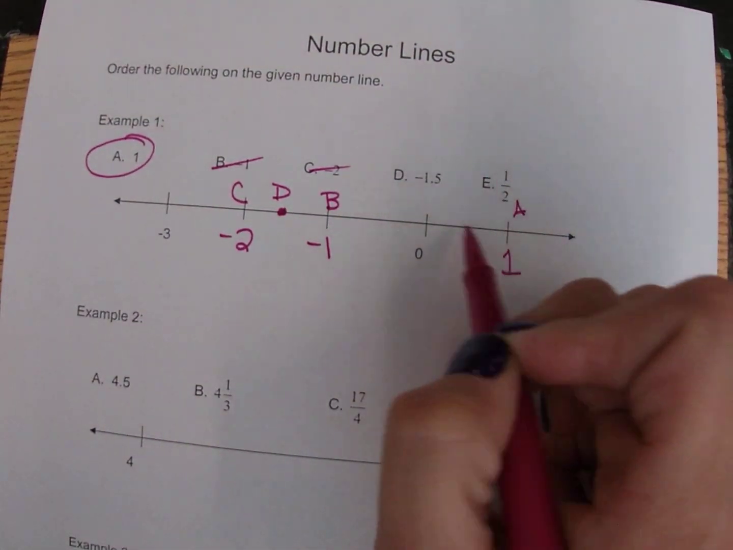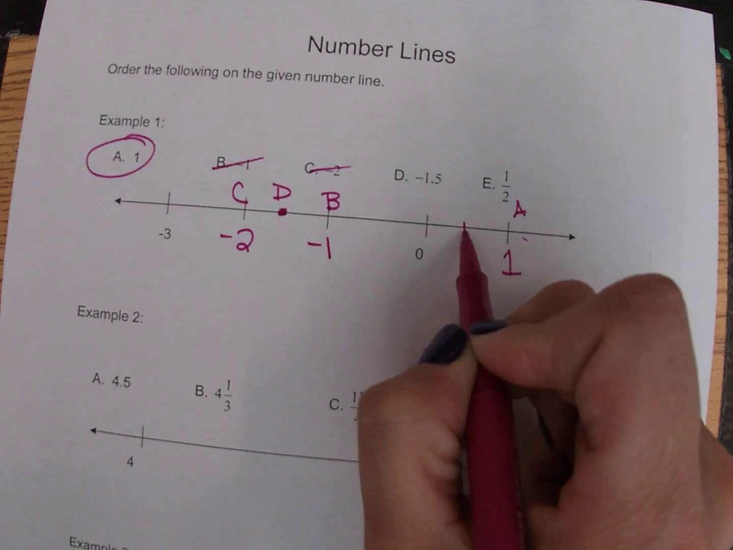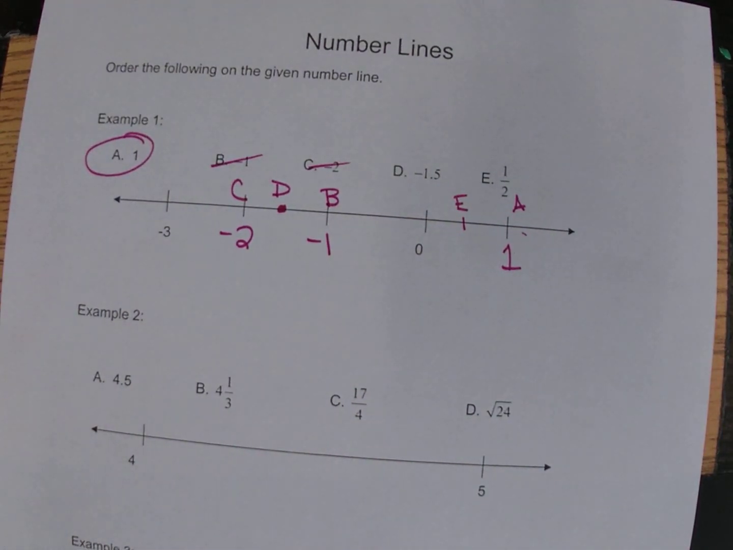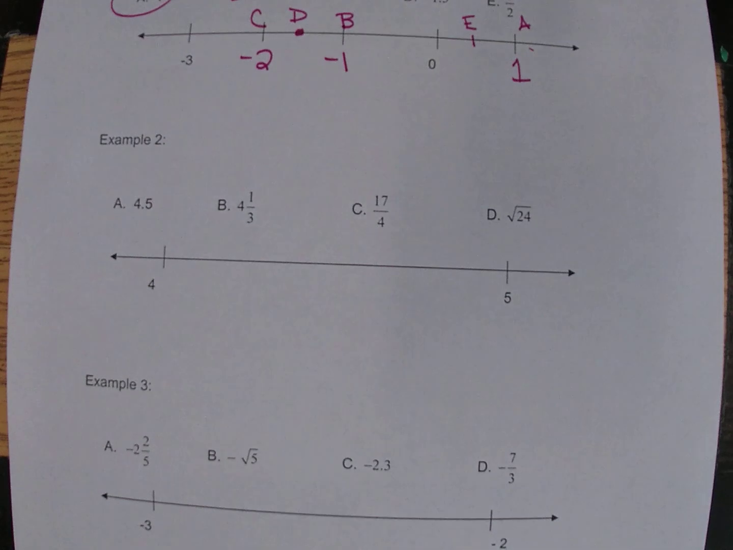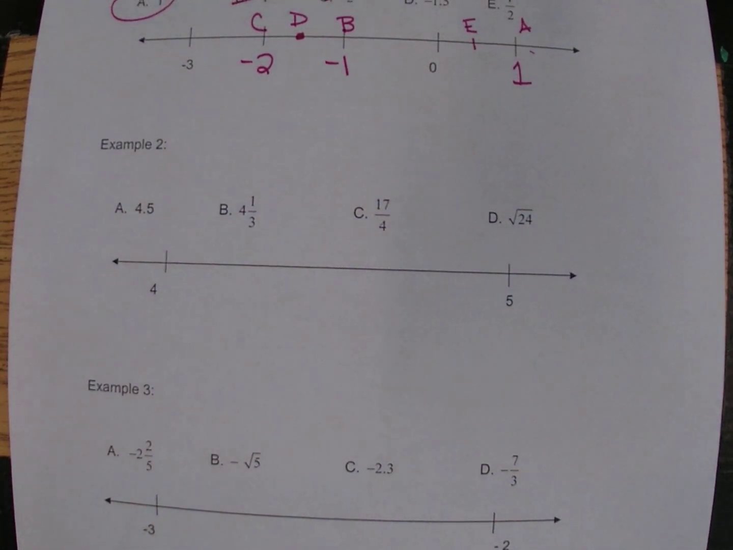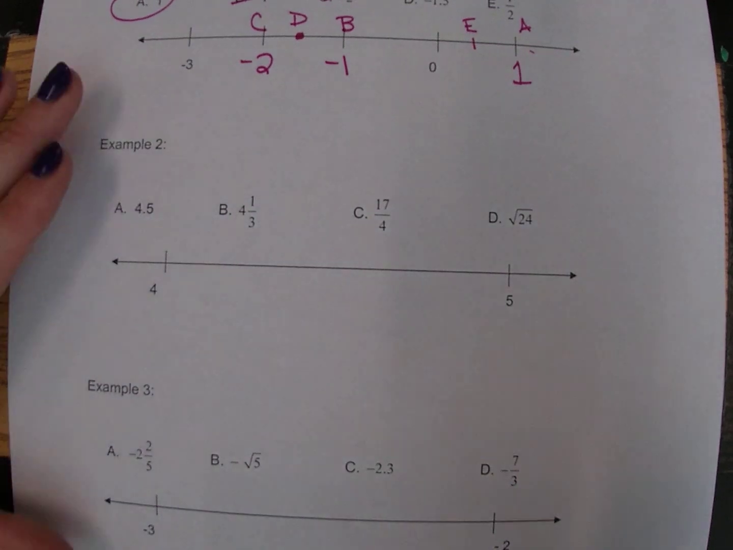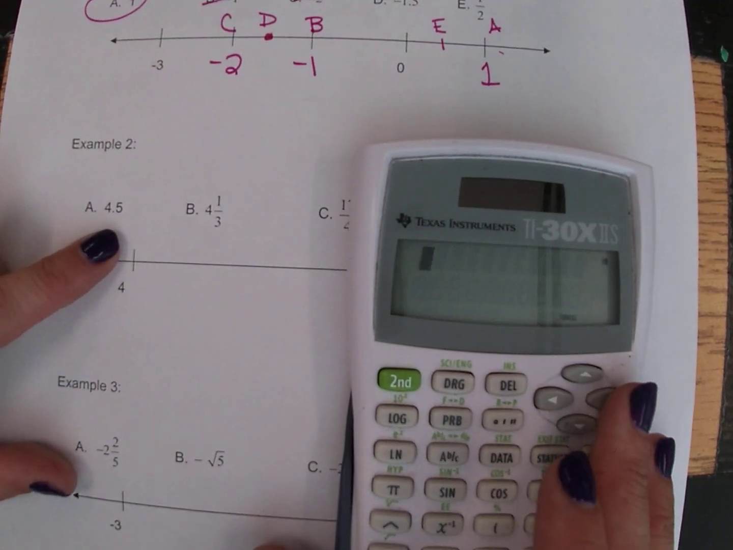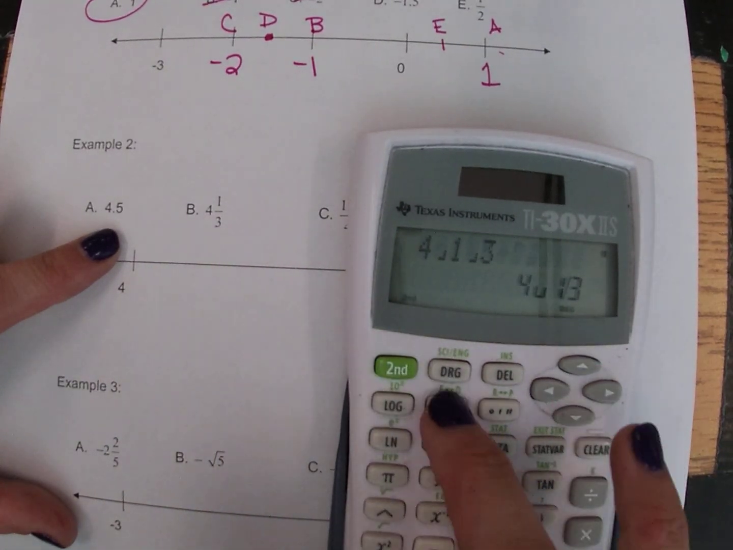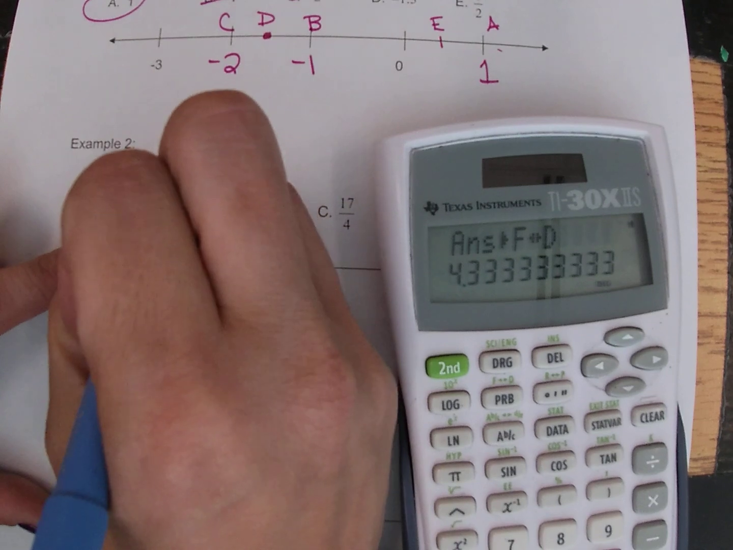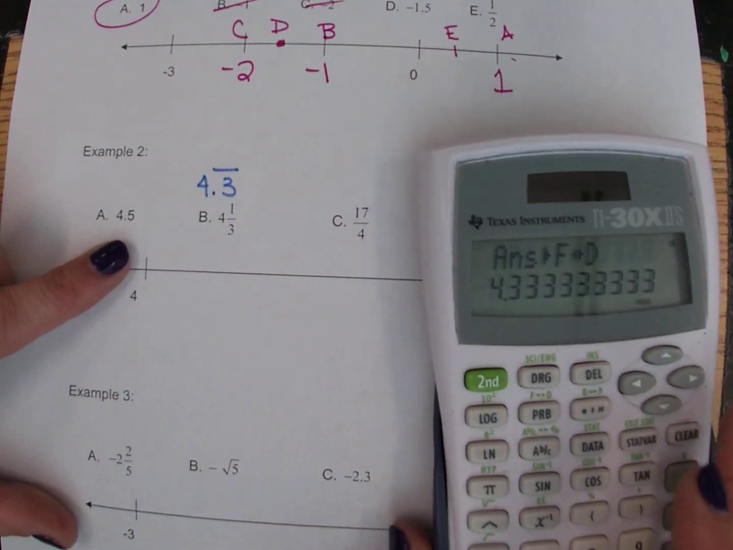Now our +1/2 is halfway in between 0 and 1, so our +1/2 is here. Now this is a pretty basic structure, so now we're going to look at one that's a little bit more complex. So all of these are going to fall in between 4 and 5, and we want to get them in the correct order. Usually my students' preference is to compare all of these as decimals, which is fine. We should now know how to do that in our calculator. So 4.5 is already a decimal. So if we want to do 4 1/3, you can type this in as a fraction and then do your second PRB. So this is 4.3 repeating.